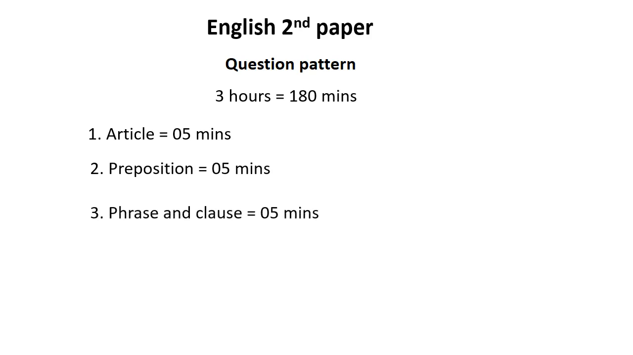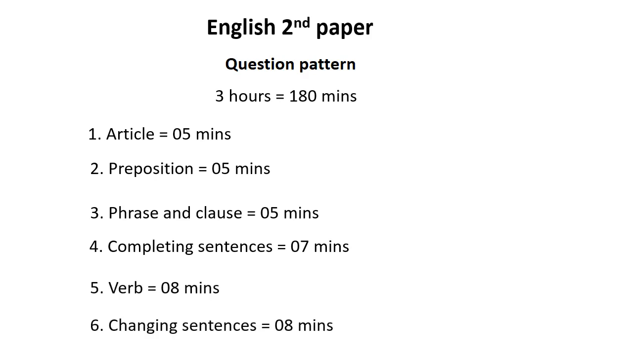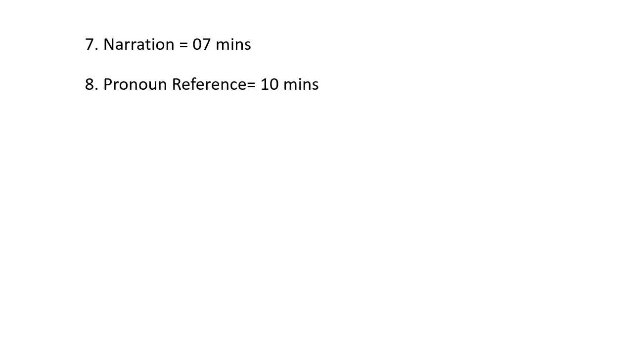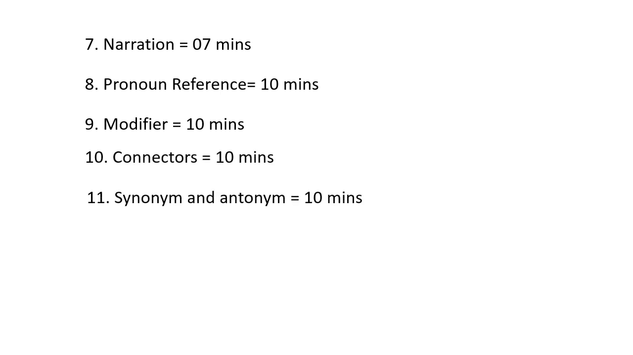Now come to the English second paper. Here you will also have 3 hours, that is 180 minutes. For each item: number 1 article 5 minutes, number 2 preposition 5 minutes, number 3 phrase and clause 5 minutes, number 4 completing sentences 7 minutes, number 5 verb 8 minutes, number 6 changing sentences 8 minutes, number 7 narration 7 minutes, number 8 pronoun reference 10 minutes, number 9 modifier 10 minutes, number 10 connectors 10 minutes, number 11 synonym and antonym 10 minutes.